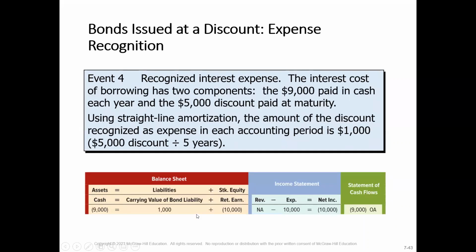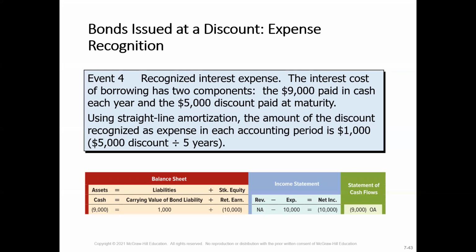Event 4, we're going to recognize our interest expense. We paid our interest payment to our bondholders, which is going to be $9,000. So it's going to be the face value of the bonds times the stated interest rate. That will be the cash payment all five years. What we're going to have happen, there's going to be two elements to it: the cash payment and a reduction of the discount.